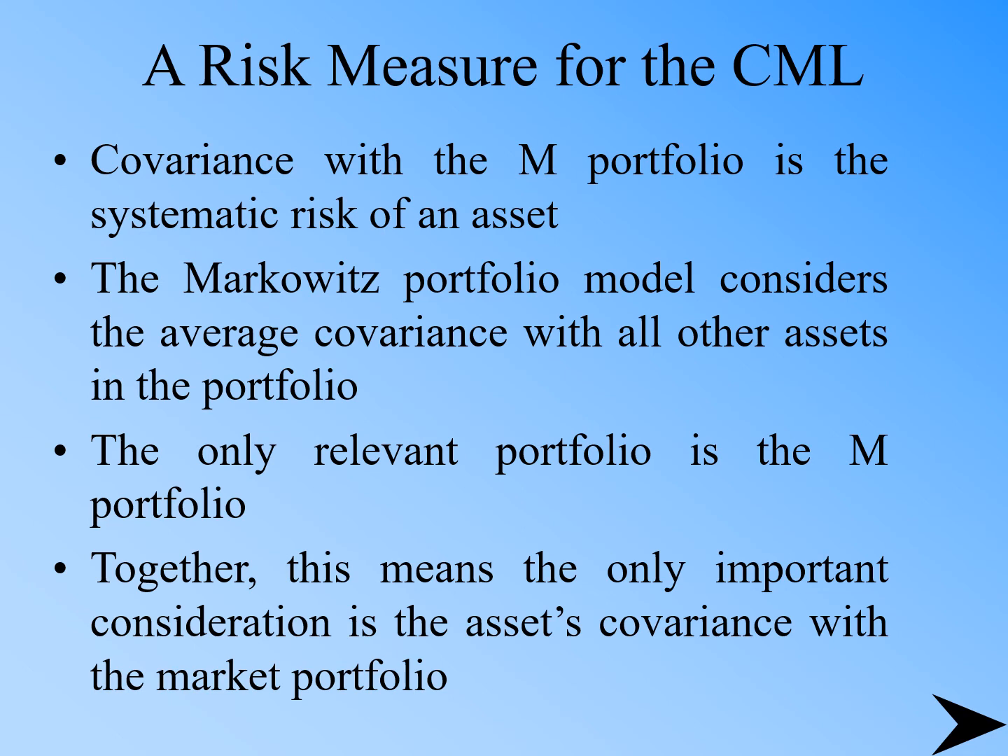So instead of calculating the covariance of an individual asset with the other assets, it is easy to calculate the covariance of an asset with the market portfolio. In that way, we can determine the systematic risk of an individual asset.